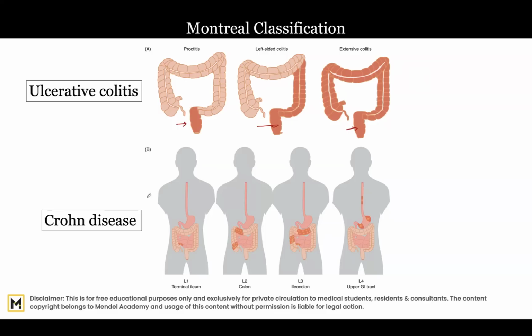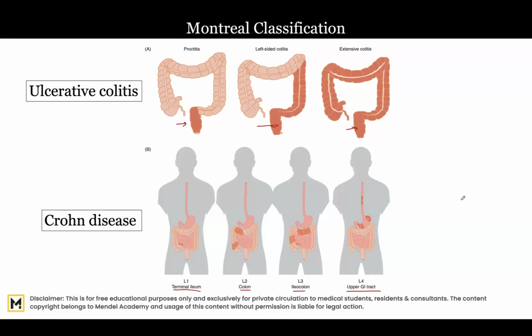Whereas that is not the case with Crohn disease. Crohn disease can basically affect everything from the mouth to the anus, although there are preferred areas of distribution, like what you can see here: the terminal ileum, the colon, which is called L2, the ileocolon, the junction, and then the upper GI tract. So there are these 4 variants for Crohn disease. There are these 3 variants for ulcerative colitis. This is called the Montreal classification. So you should know about these.